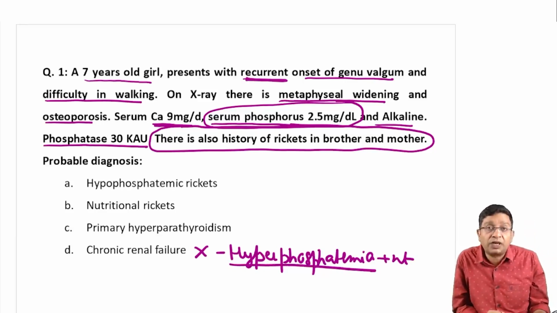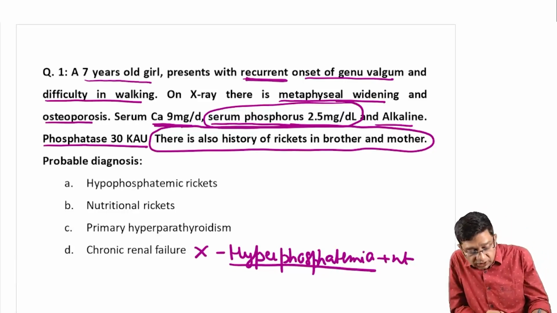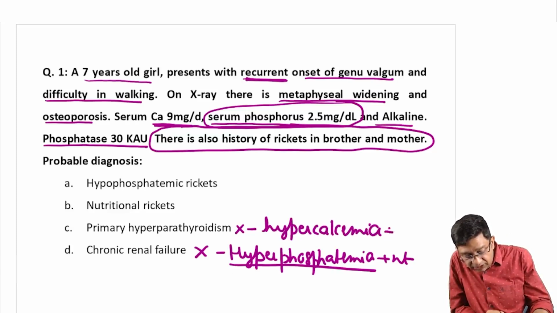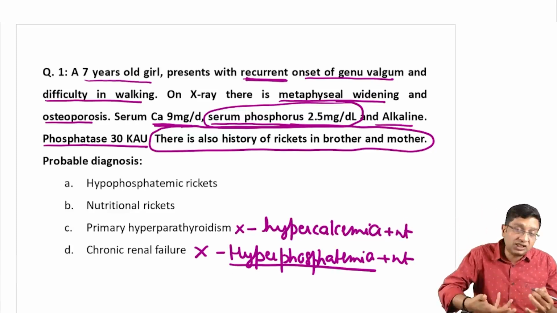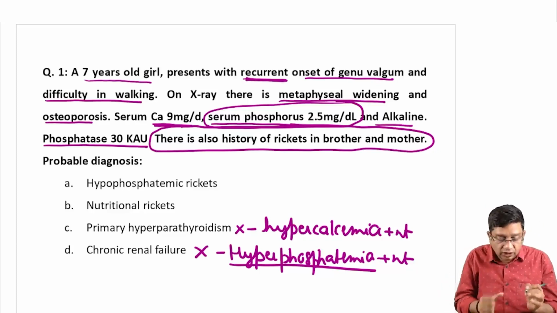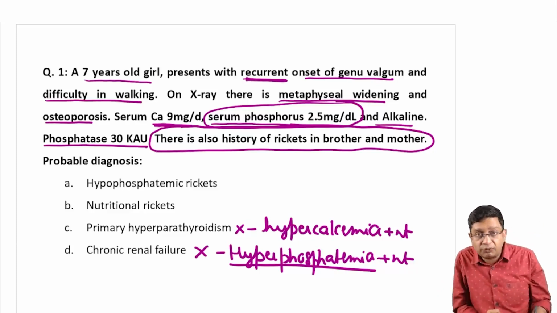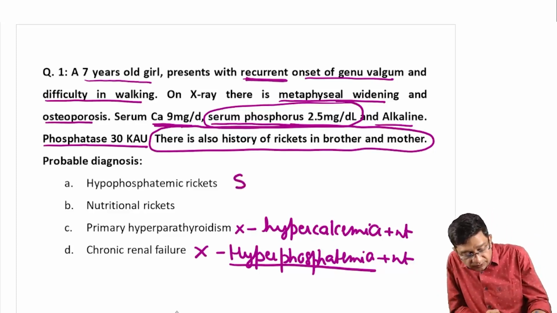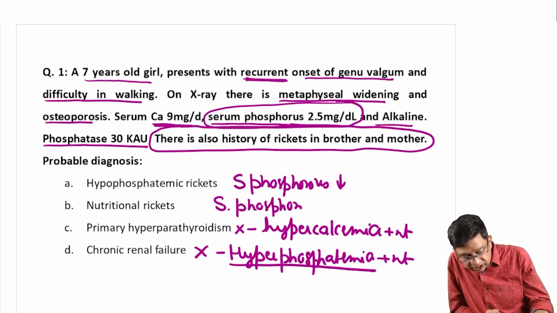This cannot be primary hyperparathyroidism because in primary hyperparathyroidism there is hypercalcemia present. Because if the PTH level is more, the calcium level should increase. That is not there, right? So if we look here, in hypophosphatemic rickets also, the serum phosphorus is decreased, and in nutritional rickets also, the serum phosphorus is decreased, right?